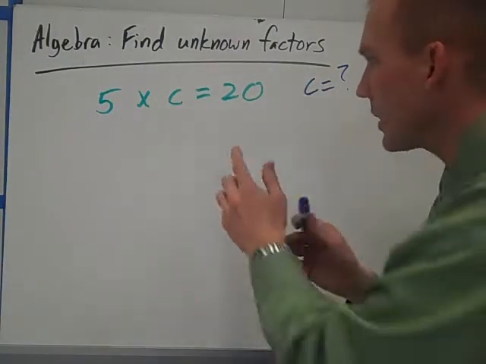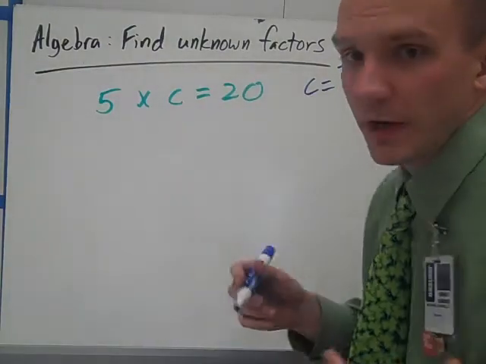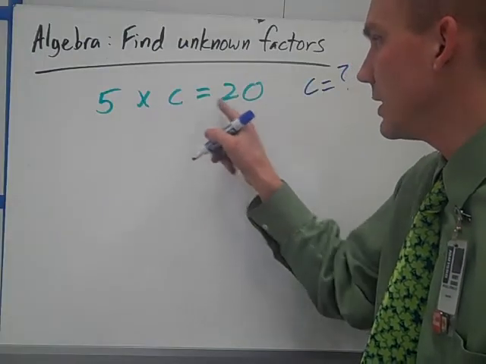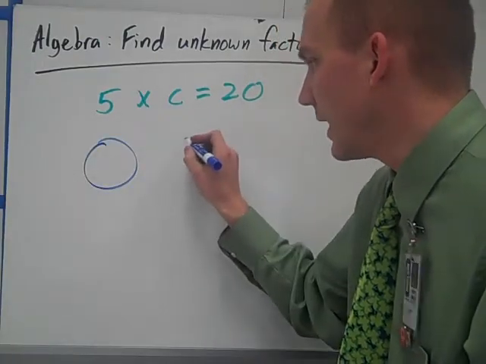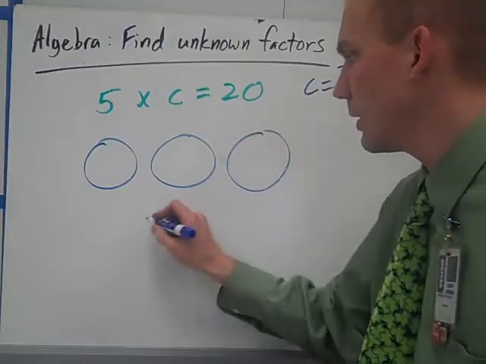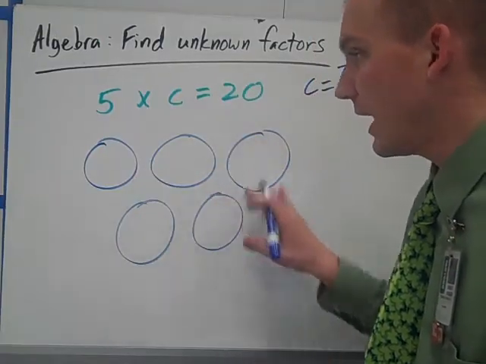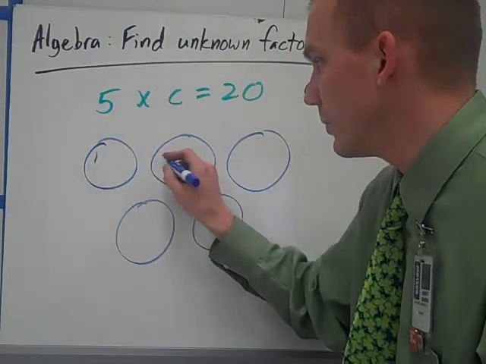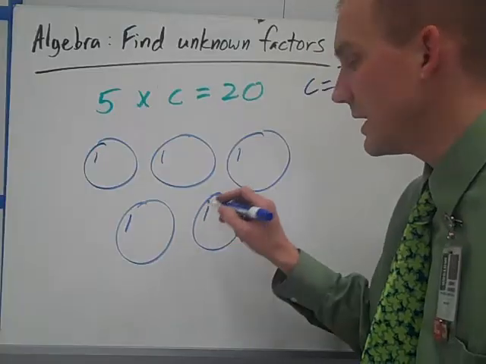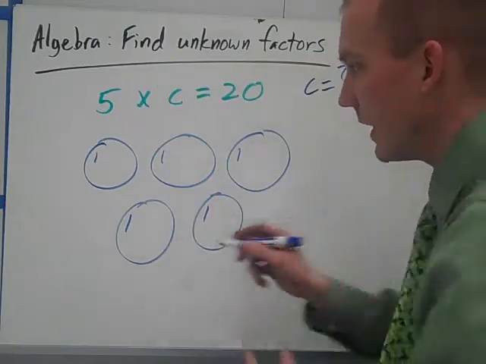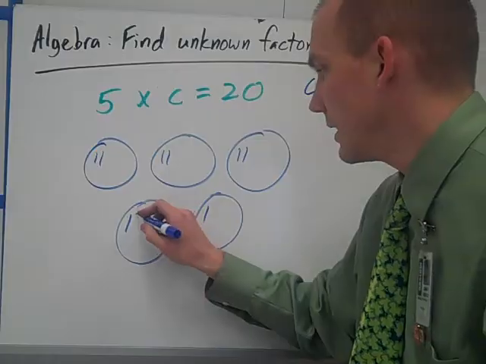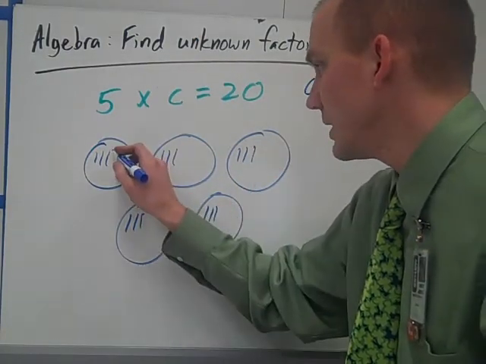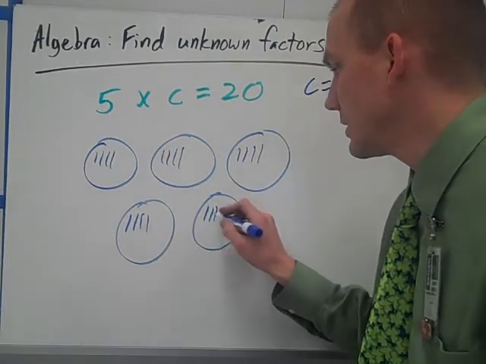All right. Think of this as an array or a picture. You have 20, and 5 times something equals 20. So I know I have 5 groups. 5 of something equals 20. So if I just go and put 1 in each group until I get to 20, 1, 2, 3, 4, 5, 6, 7, 8, 9, 10, 11, 12, 13, 14, 15, 16, 17, 18, 19, 20.